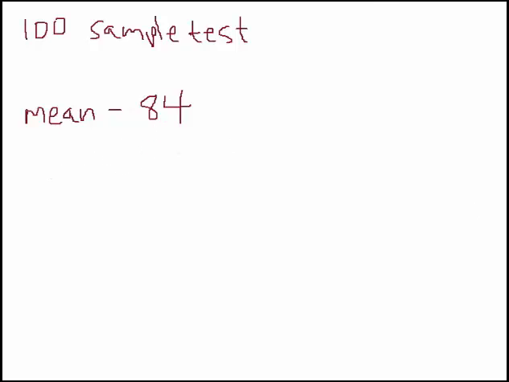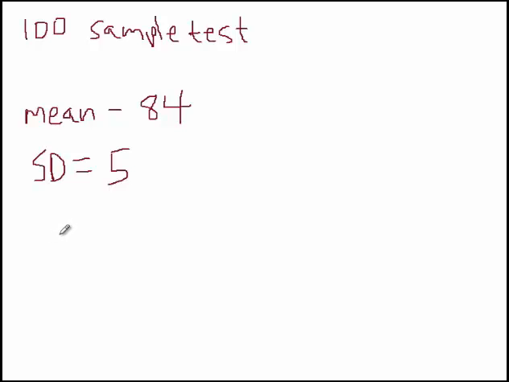Now we need to take this and first figure out our standard deviation. You can figure out the standard deviation if you're given all the results and do it by hand or do it with Excel, but let's say for argument's sake that we're given the standard deviation. The standard deviation of this particular sample mean is 5, let's say.